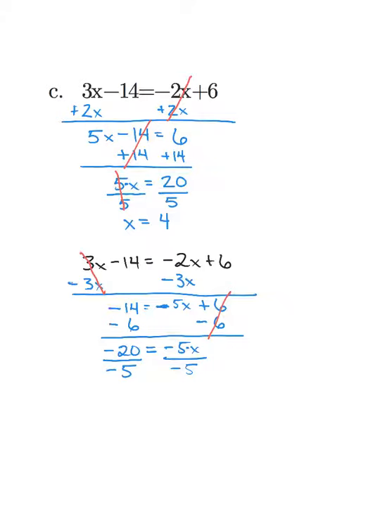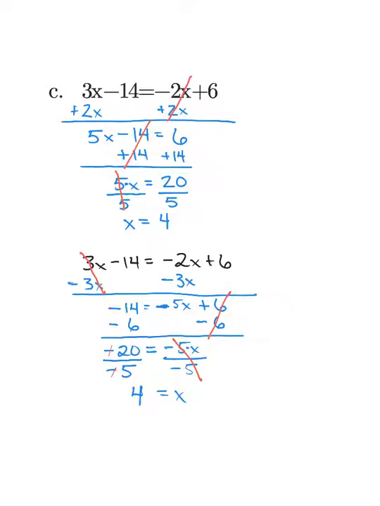On the right side, my negative 5's cancel, leaving me with just x. And negative 20 divided by negative 5 is positive 4. My negatives cancel, and so it is positive. So notice here that we do get the same answer both directions.